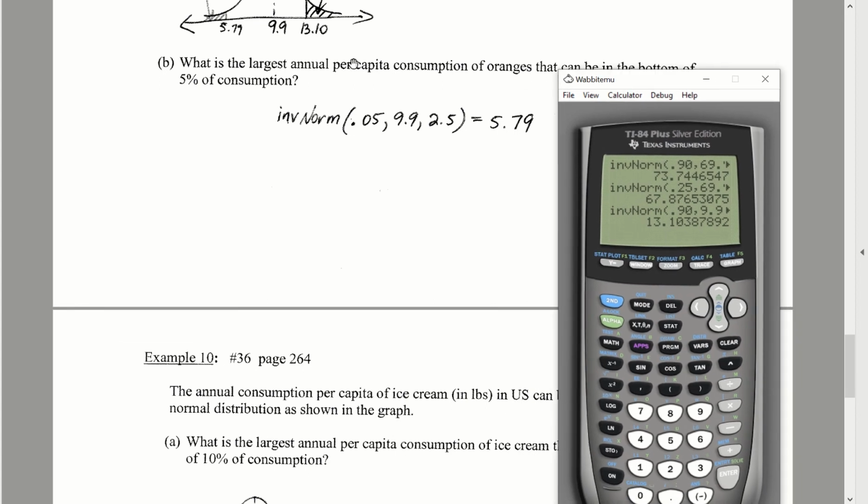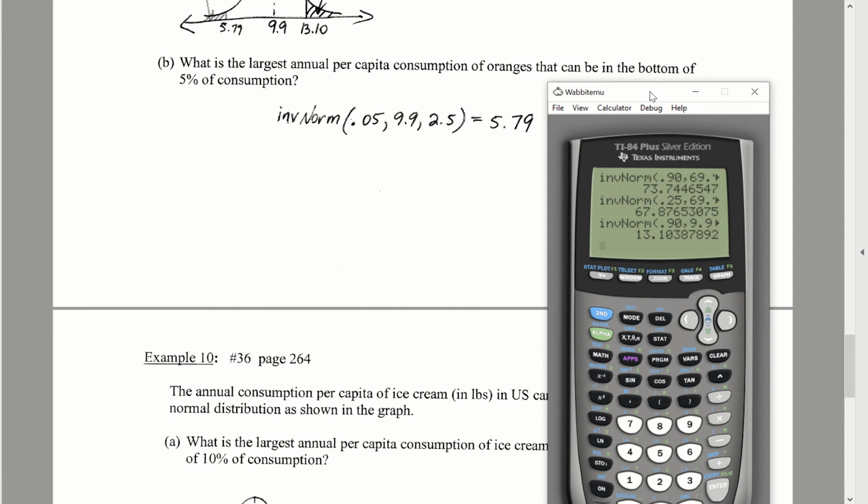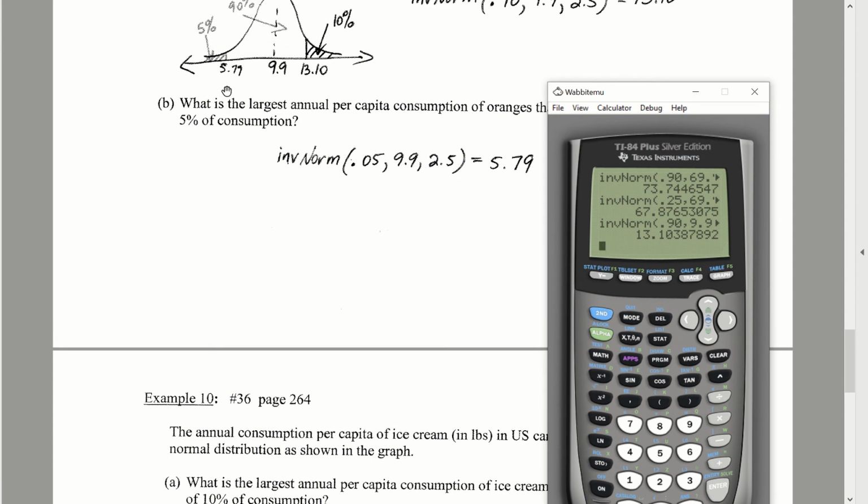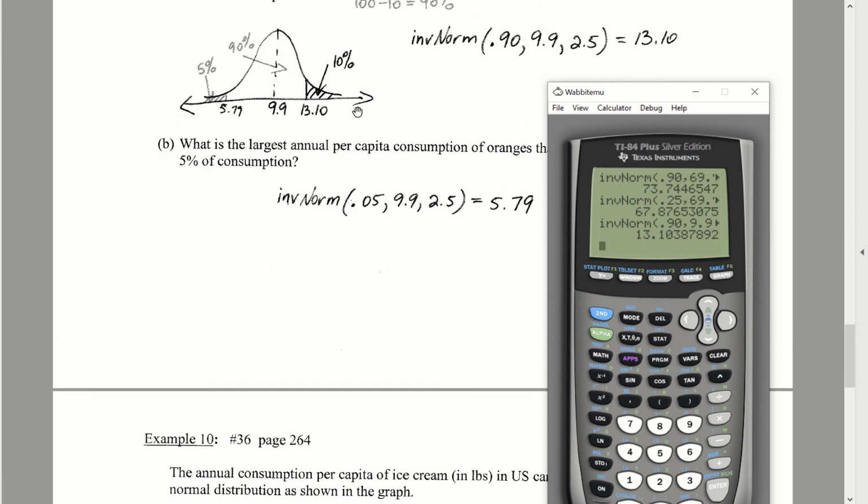The last part says, what is the largest annual consumption of oranges that would place somebody in the bottom 5%? You can go ahead and draw it out. So here's our bell-shaped curve. We're looking for the bottom 5%. That's going to be 0.05. That would not be a whole lot of area to the left, which means that this value should be below the mean, or below average.